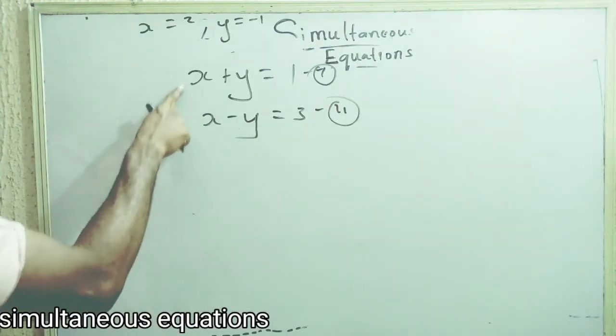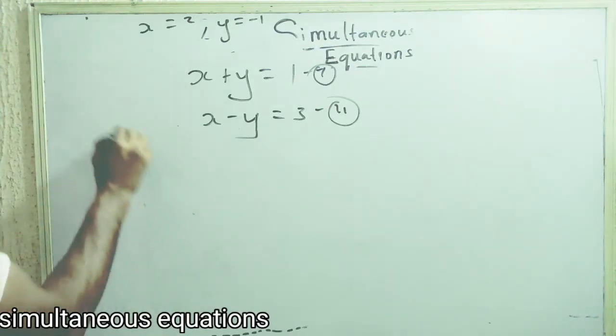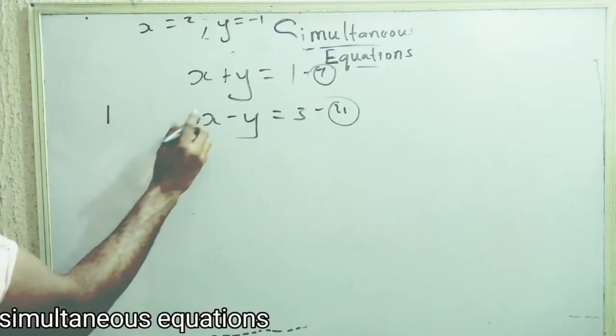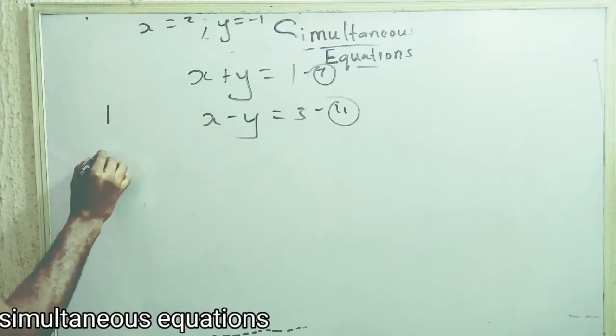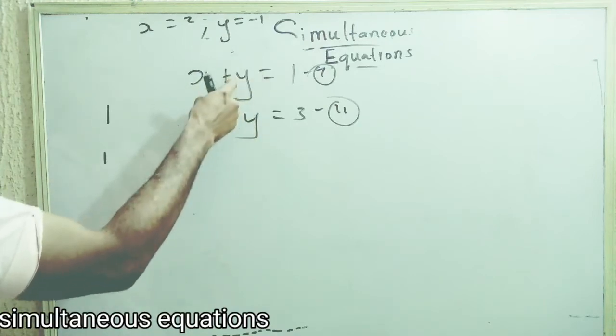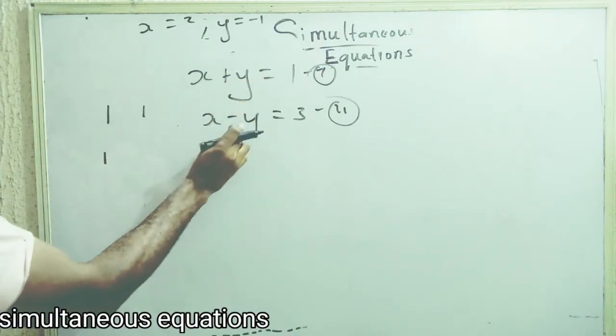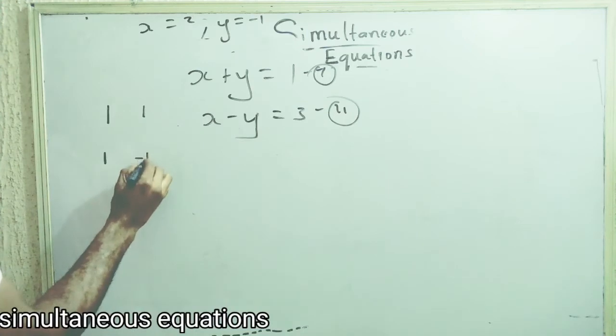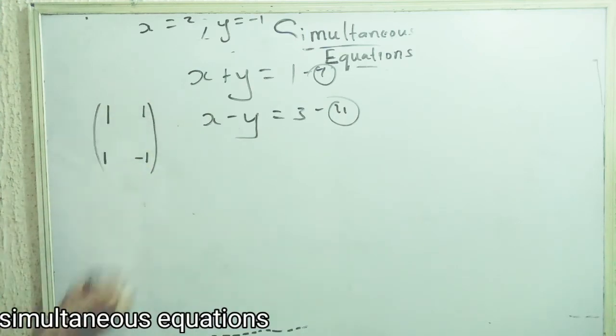In this equation 1, x has 1 here. You write that 1. Equation 2, x has 1 here too. You write the 1. In this equation 1 again, y has 1 here. You pick out the 1. But the coefficient of y is what? Minus 1. You will close it.